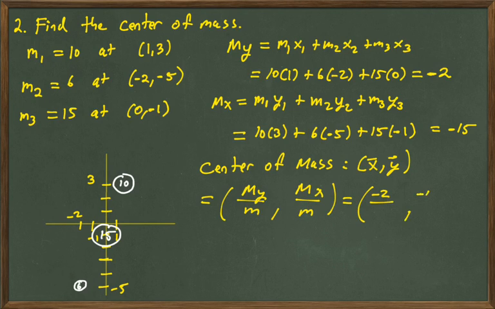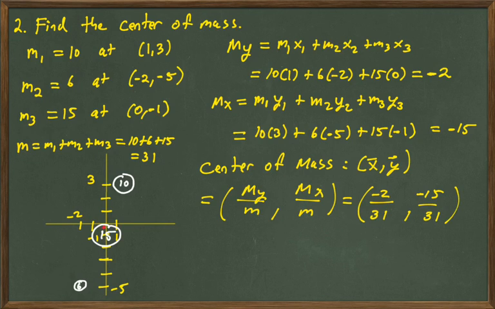So -2 and -15, but we do need to find the mass of the whole system. So mass of the whole system is 10 plus 6 plus 15. I think that's going to be 31. Okay. And so that locates the center of mass just a little bit below the x-axis, slightly to the left. So pretty close to the origin. And so that would be where we would relocate the origin so that this is balanced.